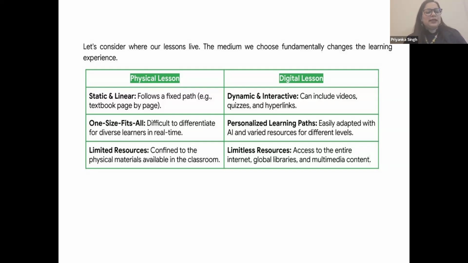Physical lesson plan, one size fits all. It is difficult to differentiate for diverse learners in real time. I have my slow readers, and I have my very quick readers also in my class. A few of them are done, but a few are still struggling to read a particular lesson. The time is the same, the classroom is the same. What will a teacher do? She will again struggle to make both types of learners understand in real time.